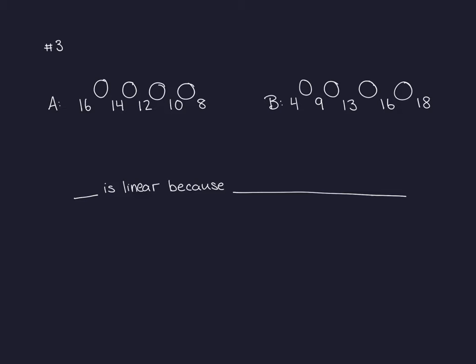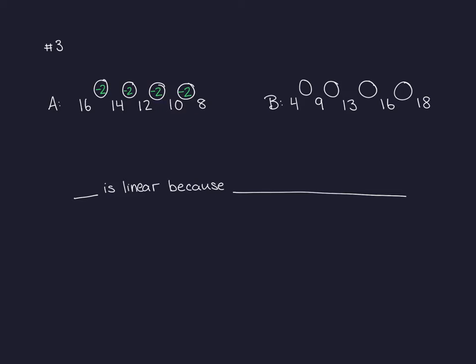Our next question, number 3, will give you 2 separate sequences. And your first job is to decide which of these sequences is linear by finding the gaps between terms. So if we look at our first one, to get from 16 to 14, we need to subtract 2. 14 minus 2 is 12. 12 minus 2 is 10. 10 minus 2 is 8.